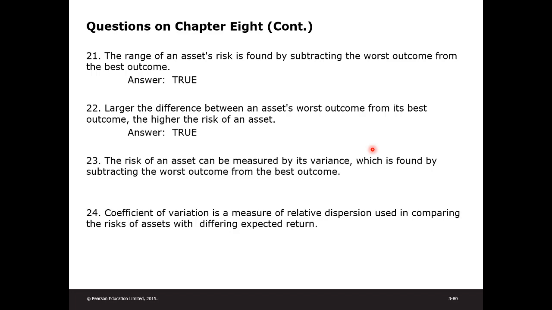The risk of an asset can be measured by its variance, which is found by subtracting the worst outcome from the best outcome. No, that's false. Subtracting the worst outcome from the best outcome gives us the range, not the variance. So the answer is false. Coefficient of variation is a measure of relative dispersion used in comparing the risk of assets with differing expected returns. Yes, that's true. This is the definition of the coefficient of variation.